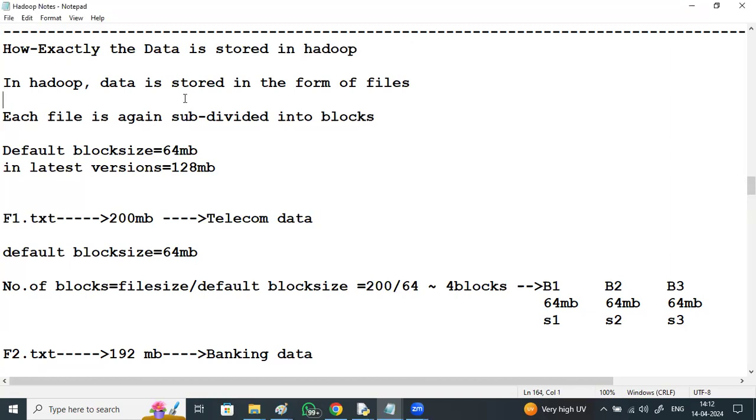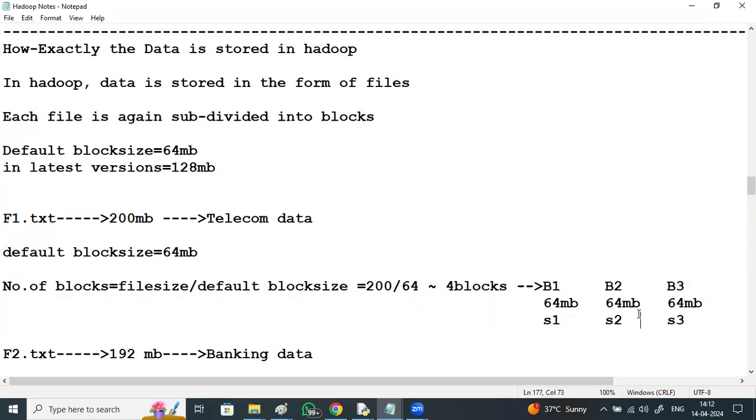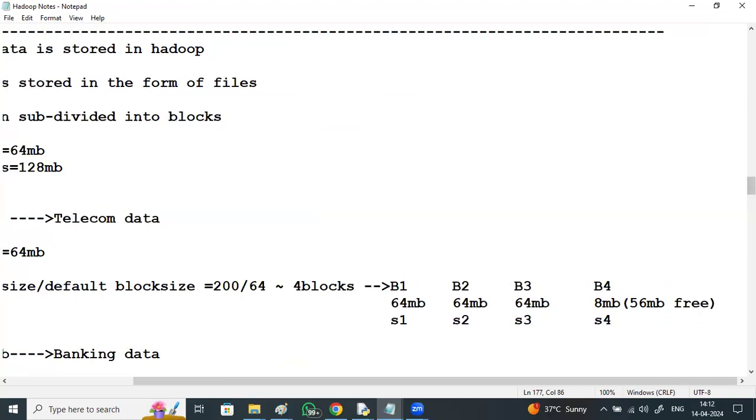So in Hadoop, data is stored in the form of files. Each file is again subdivided into blocks. Default block size is 64 MB. In the latest version, it is 128 MB, right? For example, f1.txt is 200 MB. So it is divided into 64 MB blocks, 200 by 64, four blocks, distributed across four slaves, right? Four systems are going to store this: S1, S2, S3, and S4.